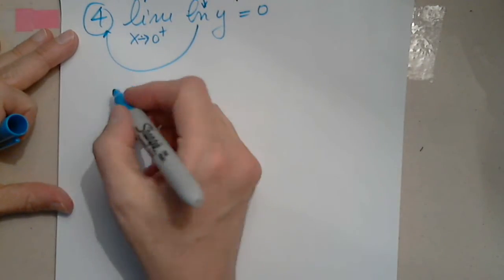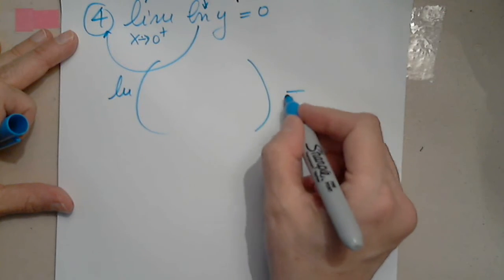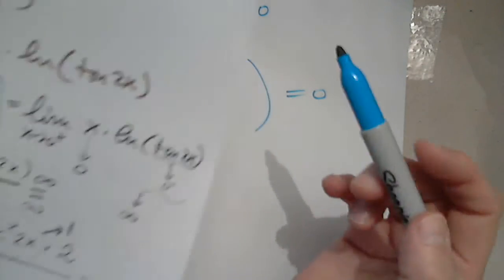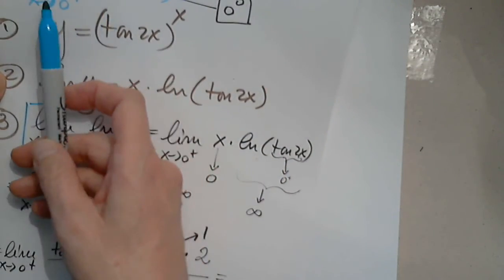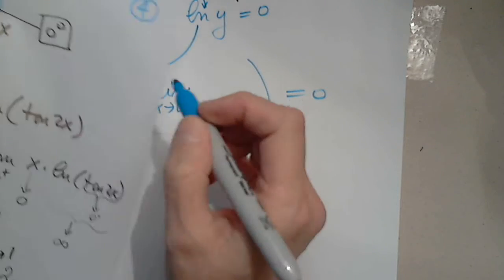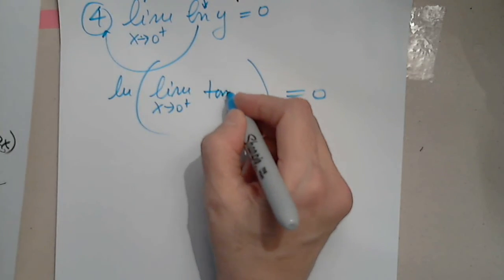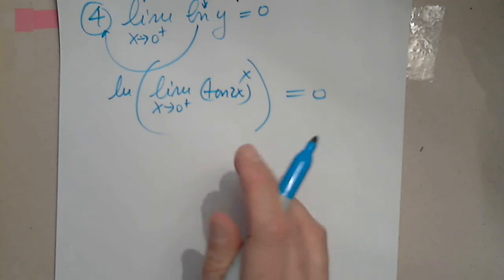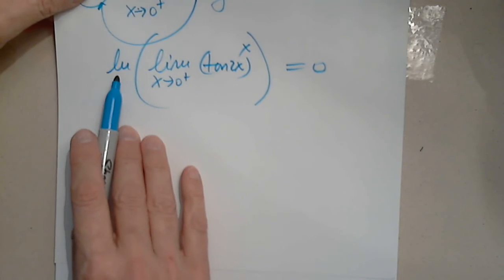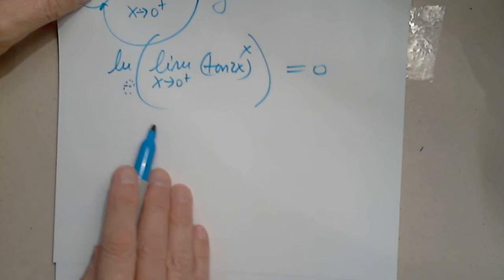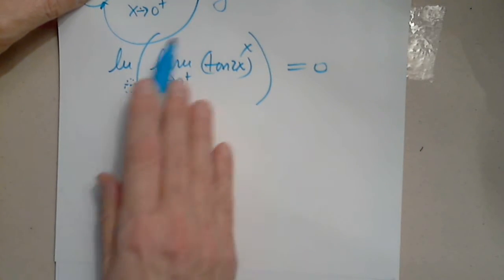So then, natural log of the limit of y. Now I am not going to put y, I'm just going to put the function. Limit of this. So limit as x approaches 0 from the right, from tangent to x raised to x is 0. Remember, the natural log has a base. It's a phantom e. E raised to 0 is this.